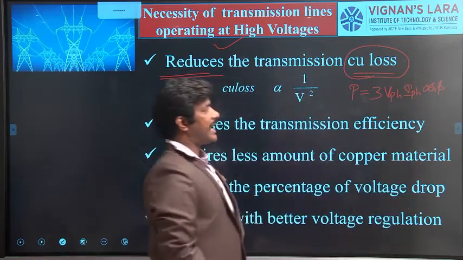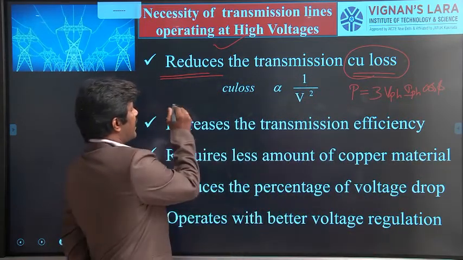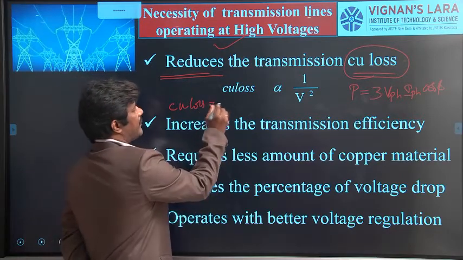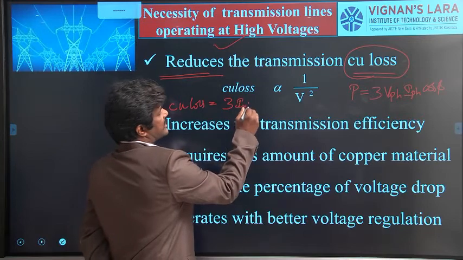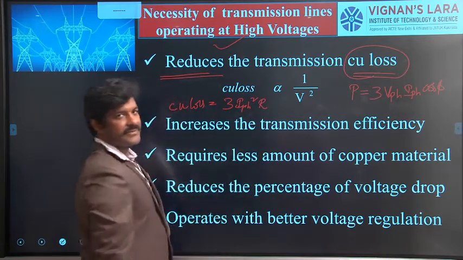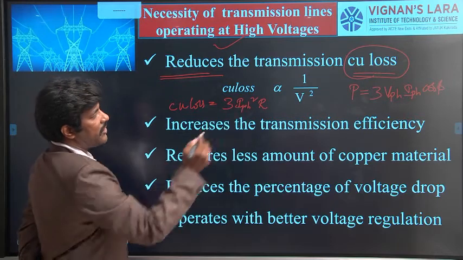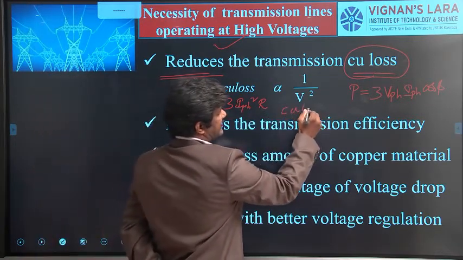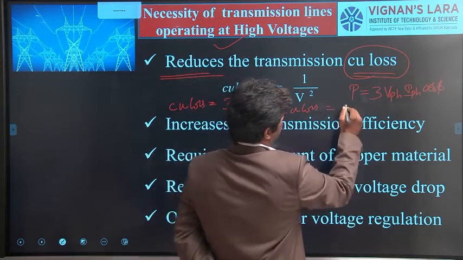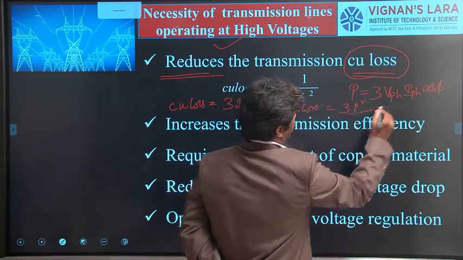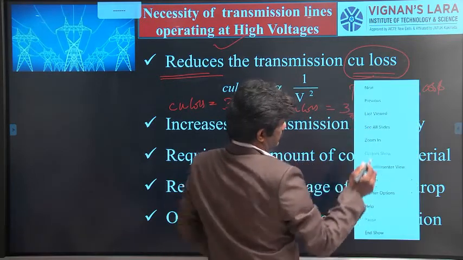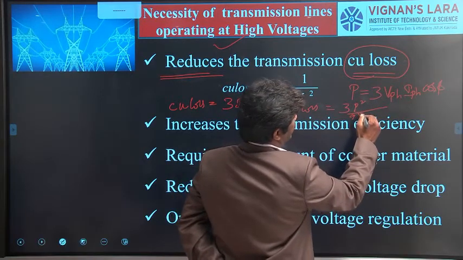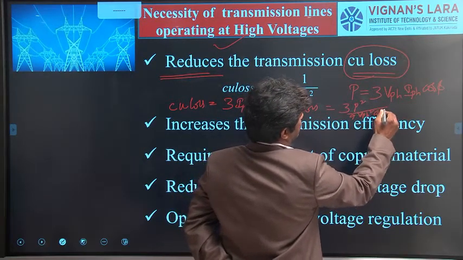This is the power which is to be transmitted, and the copper loss which we have to minimize is given by the formula 3 I phase square into the resistance of that phase. So substituting the value of I phase from the power value, we can rewrite the copper losses as 3 P square by 9 V phase square and cos square phi.